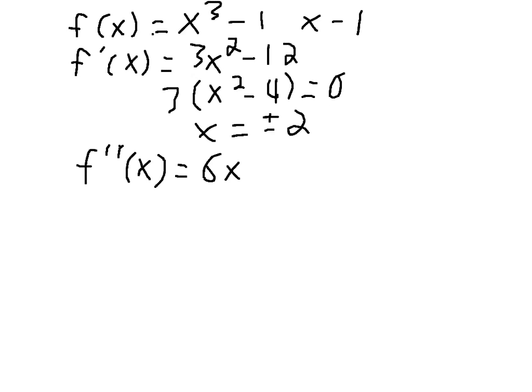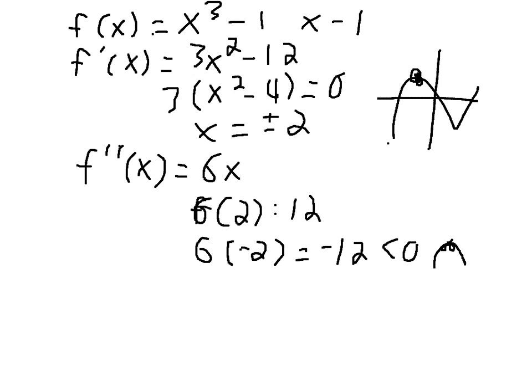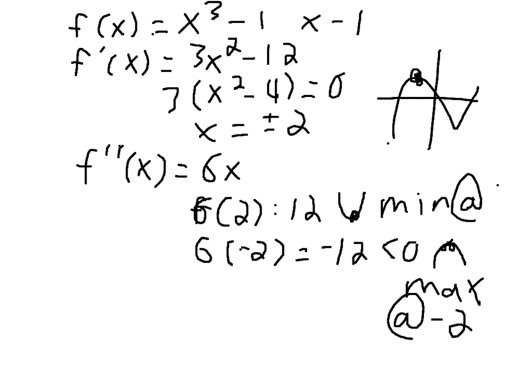So 6 times 2 equals 12, and 6 times negative 2 equals negative 12. So the actual number doesn't really matter, but the value of negative 12 is less than 0, which means that it's concave down, which on a function, if we were to graph that, concave down would be a max. So that's a max at negative 2. And because that's positive, it's the opposite. That is a min at 2.